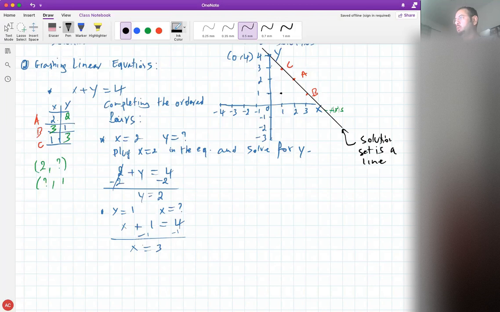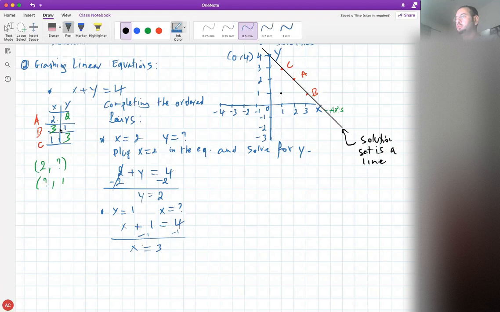Because this point does not belong on the line, it's not going to be a solution. The x would be 1 and the y would be 1. If you plug this point, 1 and 1, in the equation, it's not going to work because it's not on the line. Only the points that are on the line work when you put them in the equation.